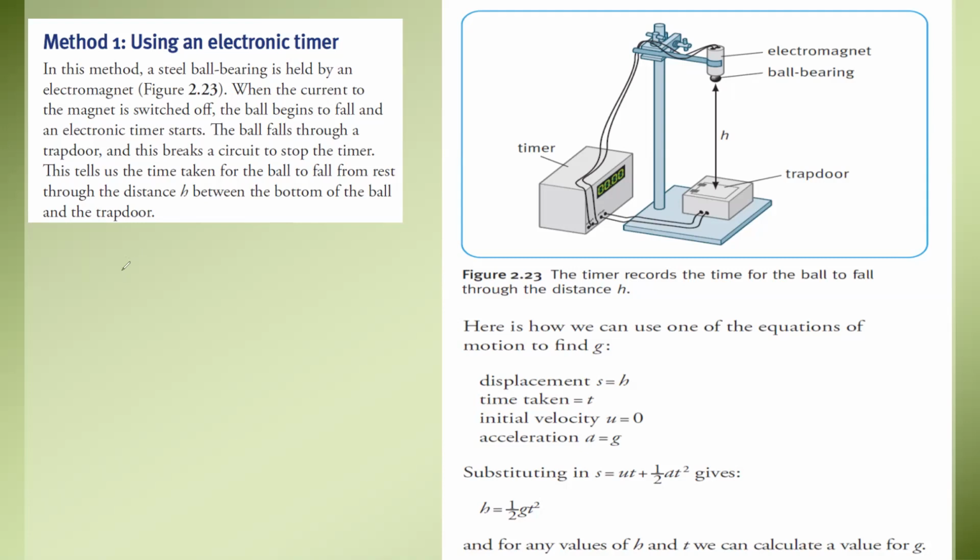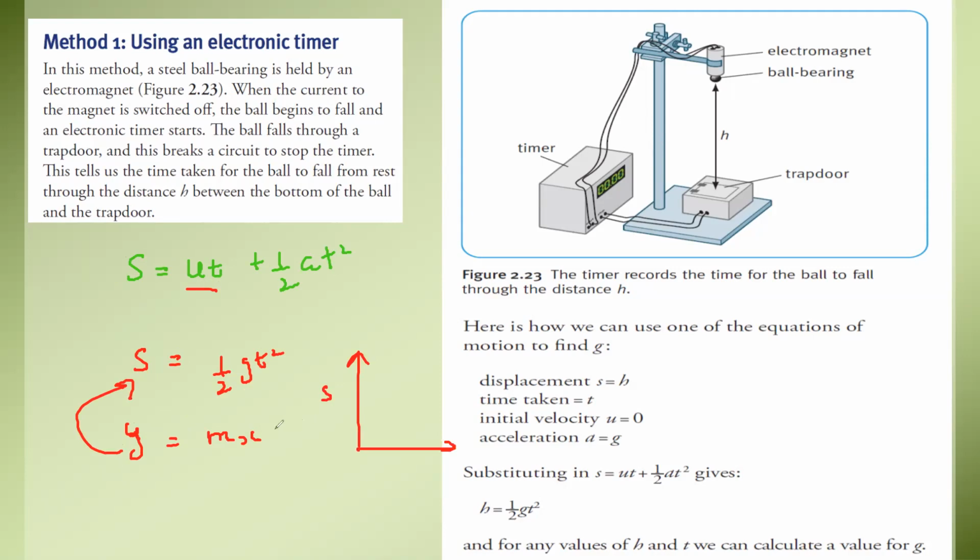So we repeat the procedure with different lengths, and we have this equation s is equal to ut plus half at square. The initial velocity is 0, so this whole term will be 0. So s is equal to half gt square. I'll compare this with the equation of a straight line, y is equal to mx. On the y-axis, I will plot the displacement. On the x-axis, we'll have t square. So what will be the gradient of this line? The gradient is half g, or gradient times 2 is equal to g. So same thing here, you have to write this.